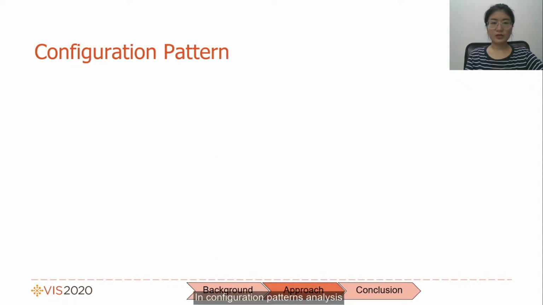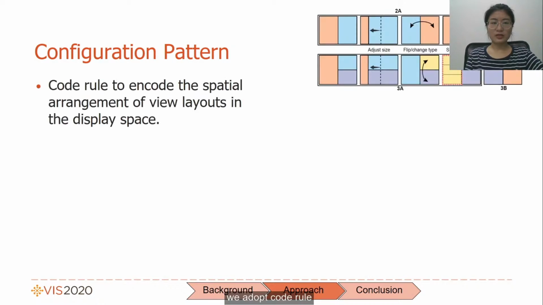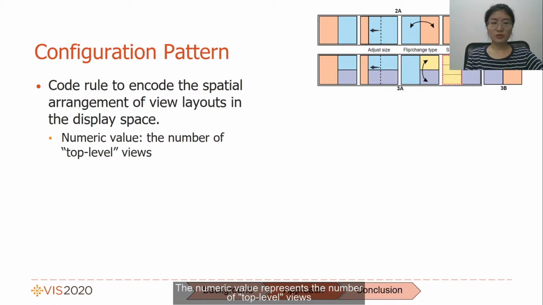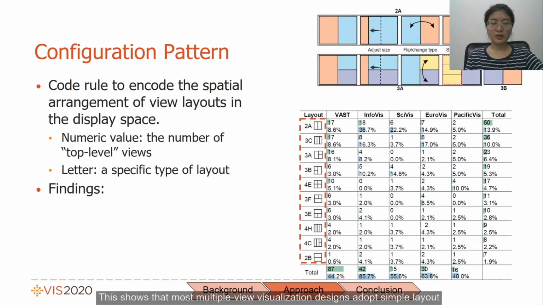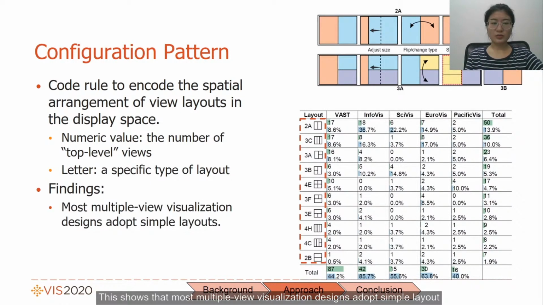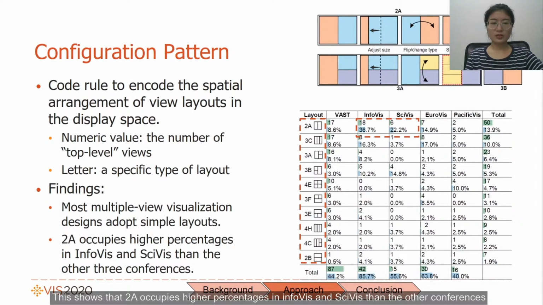In configuration patterns analysis, we adopt a code rule to encode the space arrangement of view layout in the display space. The numeric value represents the number of top-level views. The latter represents a specific type of layout. This is the result. This shows that most multiple view visualization design adopts simple layout. This shows that 2A occupies higher percentages in InfoVis and SignVis than the other three conferences.